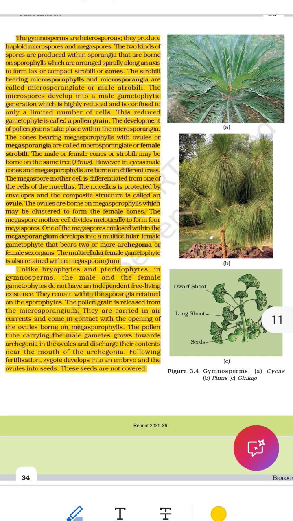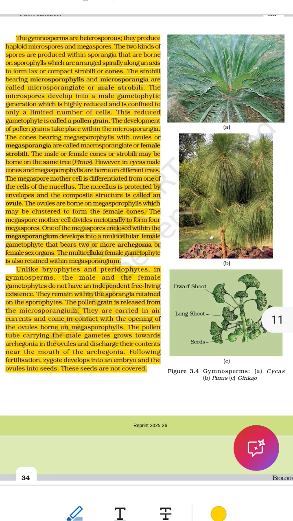Gymnosperms, deepest, simplest, most complete summary. What are gymnosperms? Gymnosperms are plants that produce seeds without any fruit around them. Gymno, naked. Sperm equals seeds, naked seeds. Their seeds are not protected by a fruit like in mango or apple. Examples: pine, Cycas, Ginkgo, Sequoia.